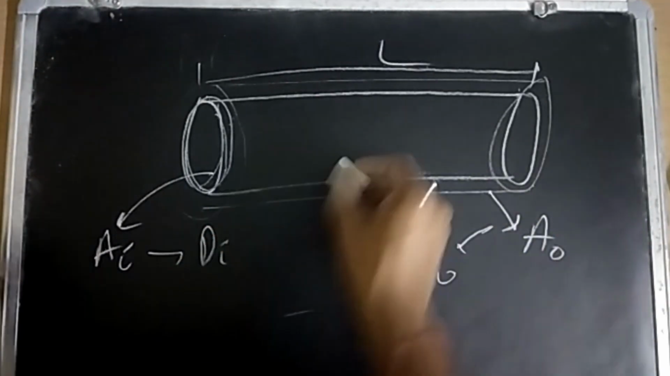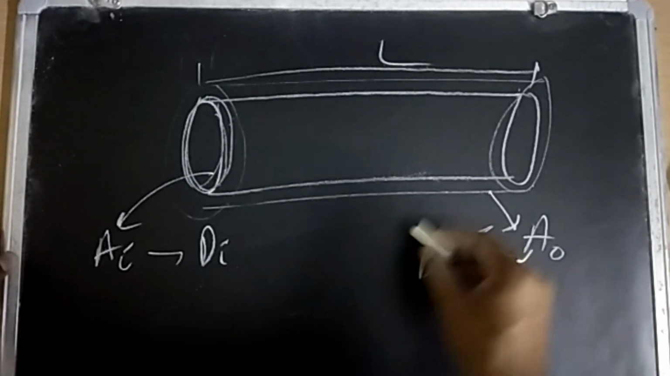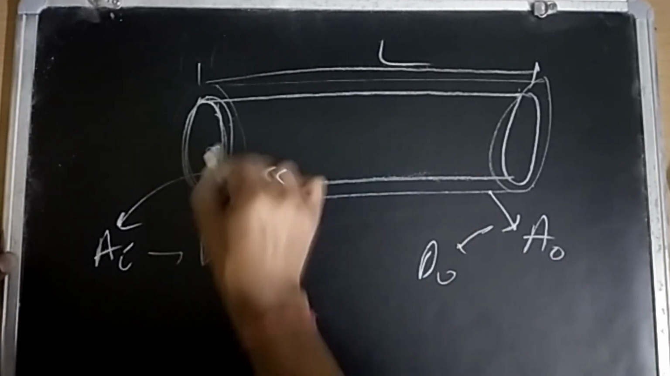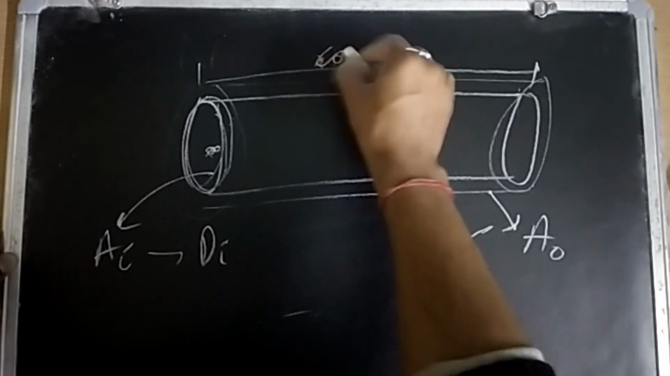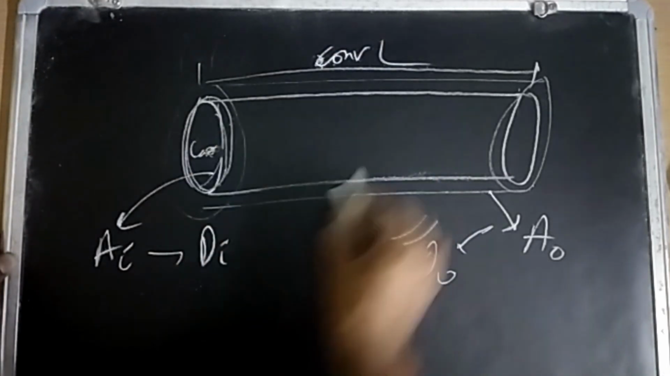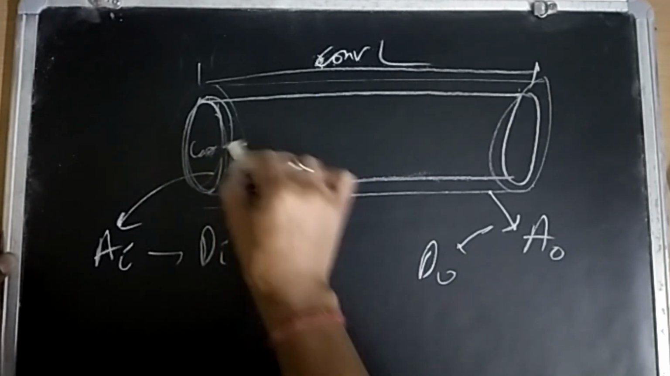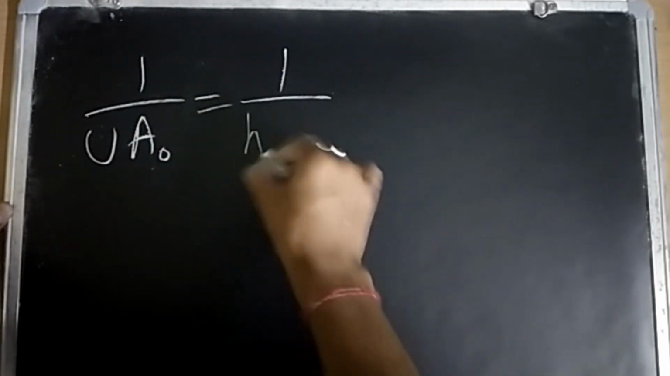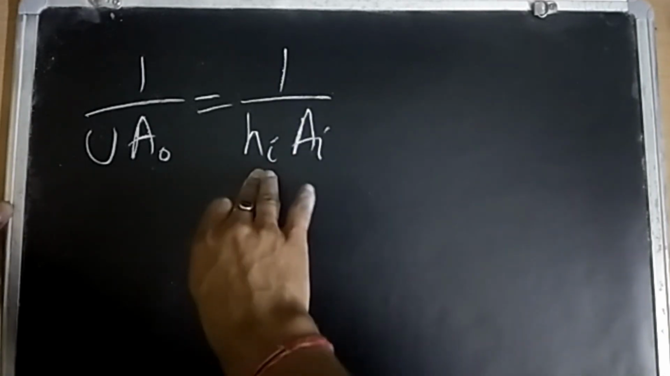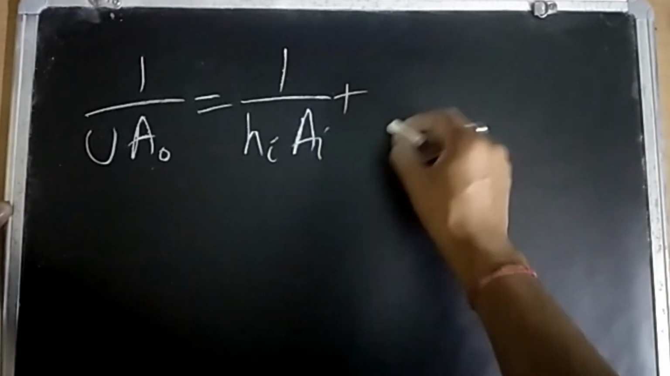So what we find out is the overall heat transfer coefficient, because inside there could be convection, outside there is also convection, and in between, through the thickness, there is conduction. This is a very long question sometimes asked. So the overall heat transfer coefficient U, if it is based on the outer area, then it will be UA, which is nothing but 1 upon hiAi, inner area and inner coefficient, plus the conduction.